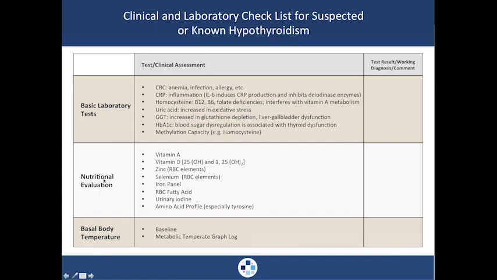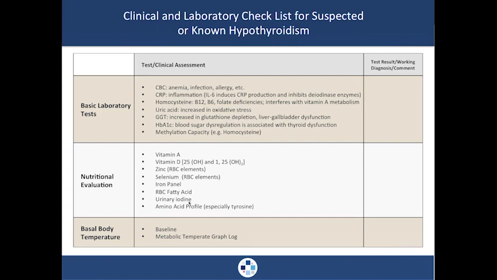The nutrients that you want to check on your individual: vitamin A, vitamin D, zinc, selenium, iron panel. RBC fatty acid test, I think, is very important. Urinary iodine, and certainly an amino acid profile. You can do a lot of these, and Avexia offers a NutriVal test that really can cover the bases on a majority of these. So you might want to consider that as well.